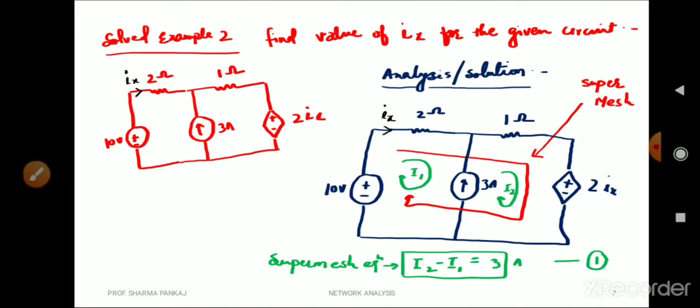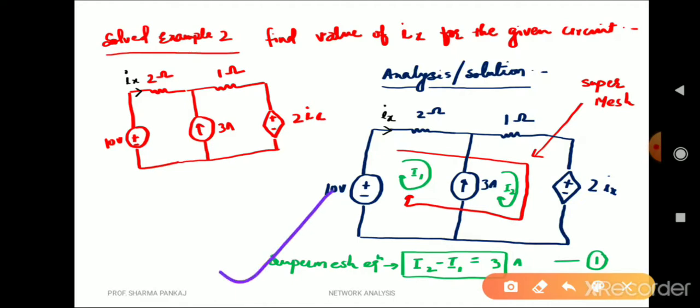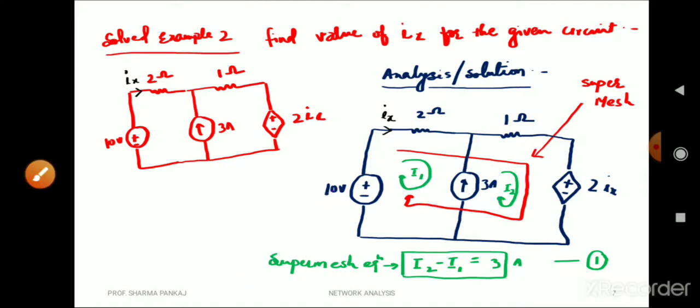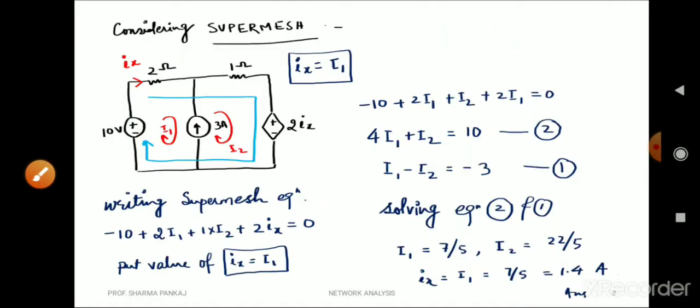The 3 ampere current source in between these two loops is upward. I2 is upward, so the super mesh equation will be I2 minus I1 is equal to 3 ampere. Considering super mesh, this is a super mesh question condition. So writing the super mesh equation, you can see in the diagram.